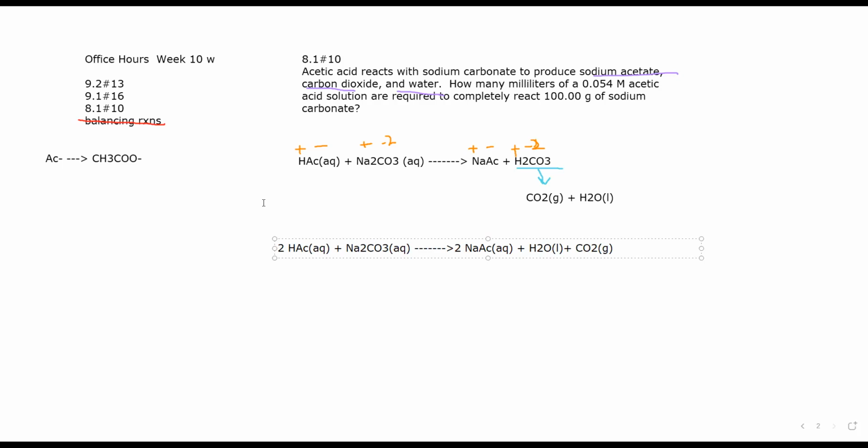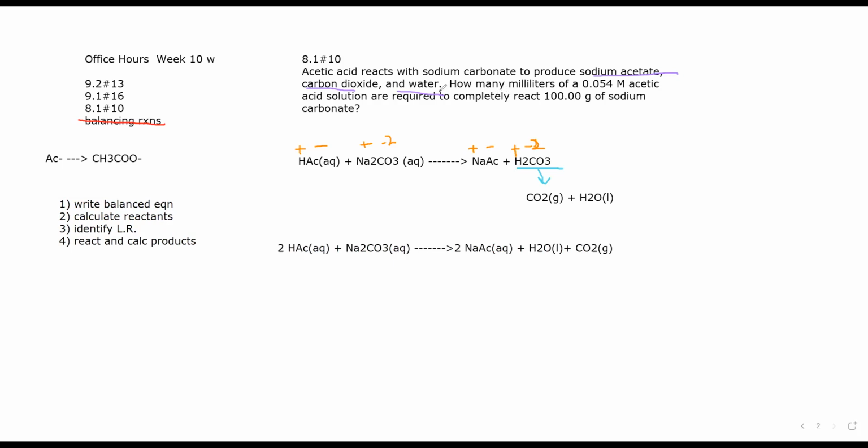Now we can get onto the actual stoichiometry. Step 1 for stoichiometry is write the balanced equation. Step 2, calculate reactants. Step 3, limiting reactant. Step 4 is react and calculate the products. Interestingly, this problem is actually not asking us to calculate the products. This problem is actually just asking us to think about the reactants.